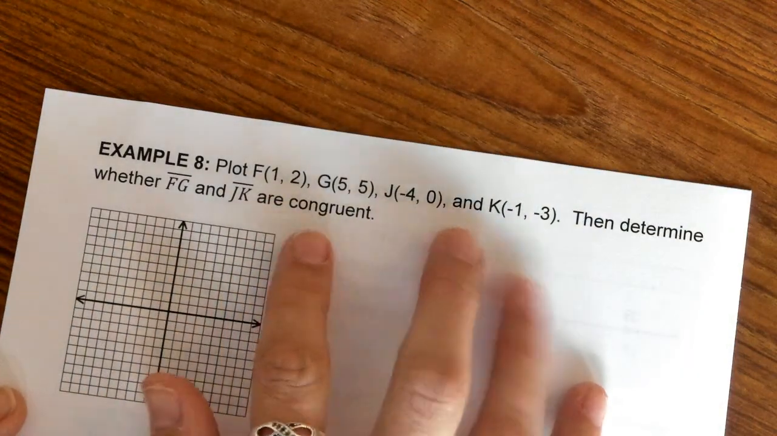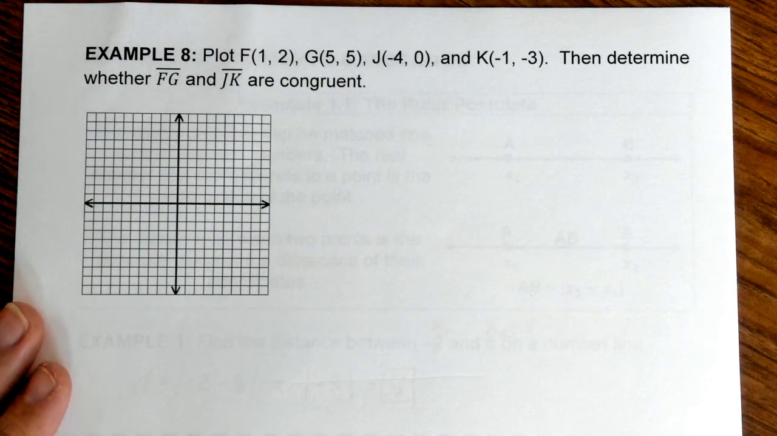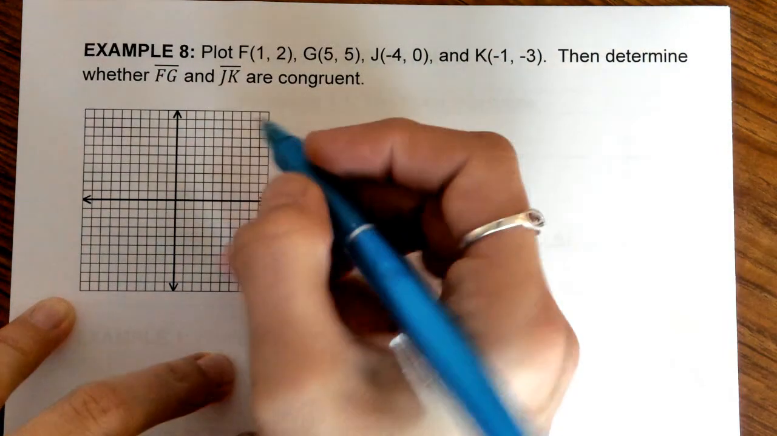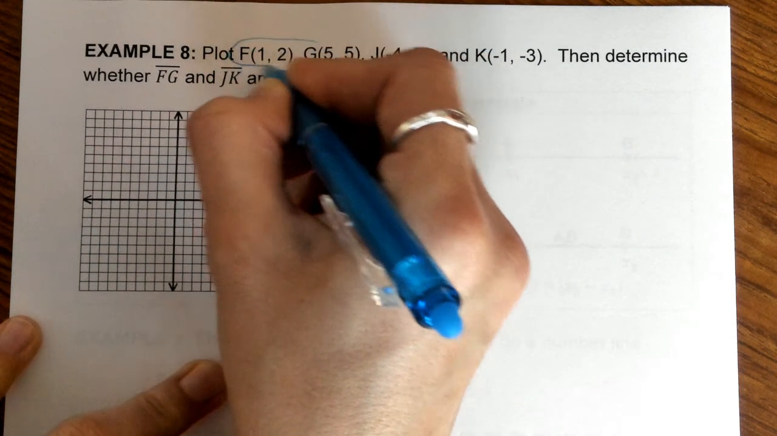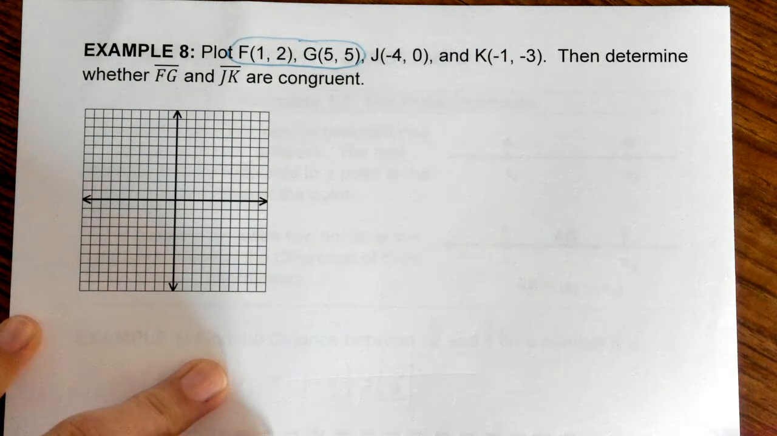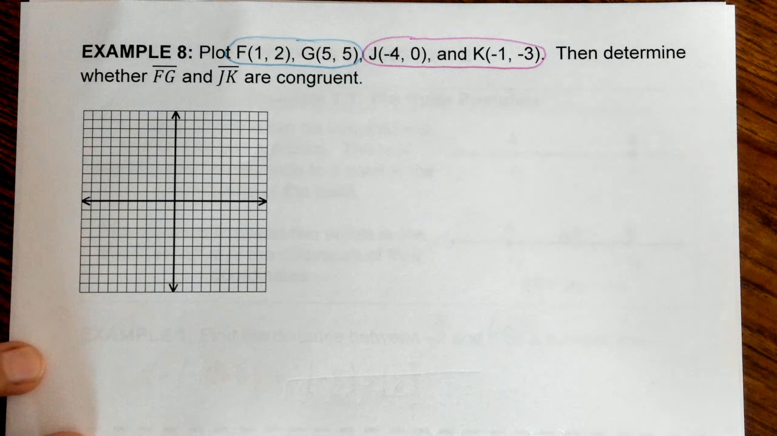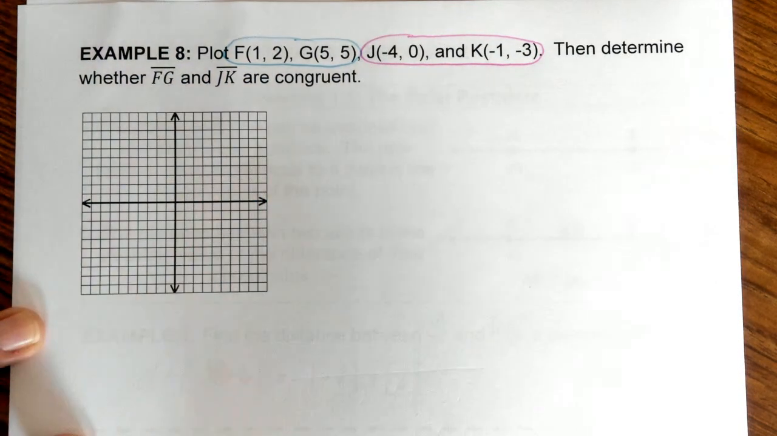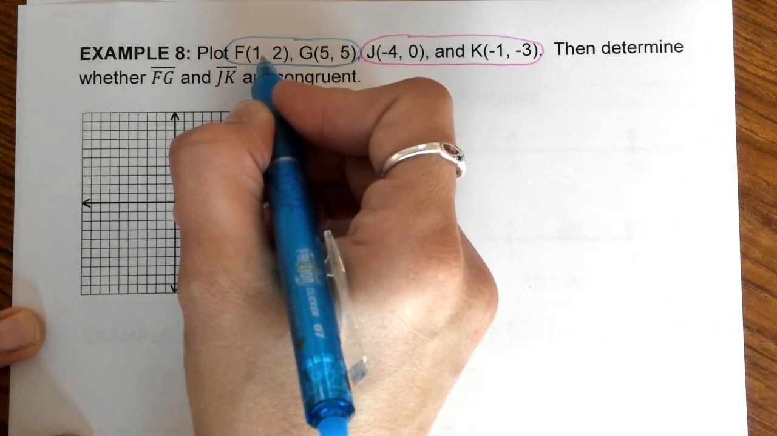Next, let's take a look and find out if these distances are going to be the same. I'm going to ignore the graph. We're just going to do the distance formula. It does say plot them, but we're going to take F and G, and we're going to take J and K, and we're going to practice using that distance formula. So this is saying segment FG, this is saying segment JK. So now I want to say the length of FG, and I'll start doing my distance formula here.